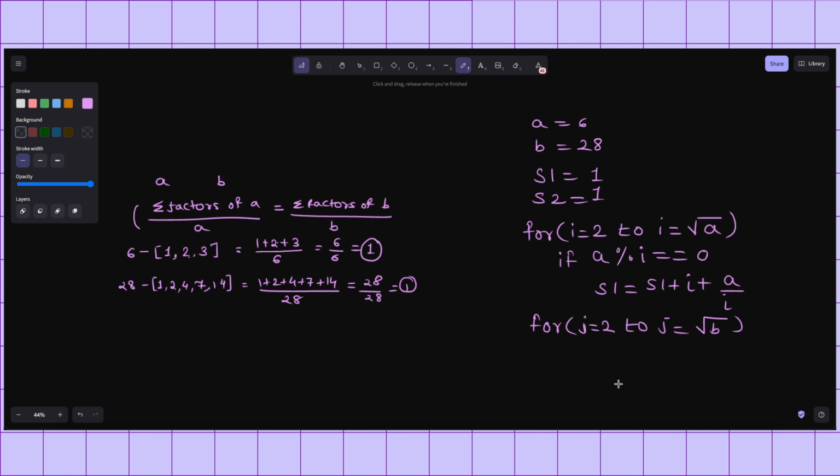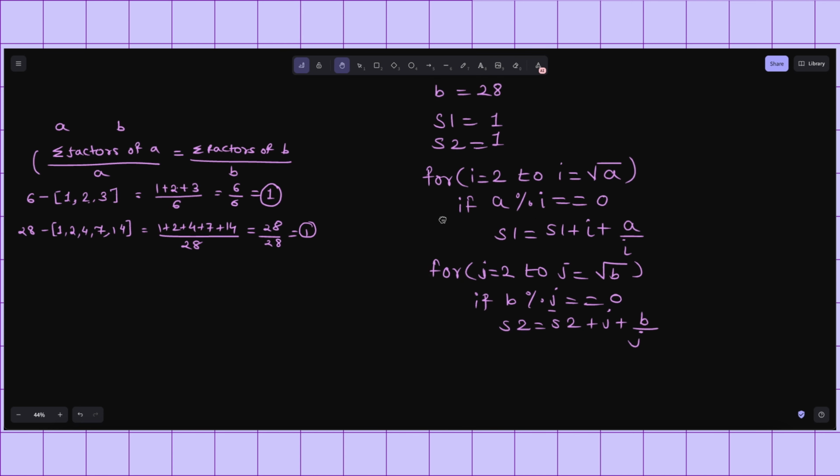Now we will run the loop for B, and we will check if B percent j is equal to 0. That means the j value is a factor. So we can have S2 equal to S2 plus j plus B by j. I hope you got it.